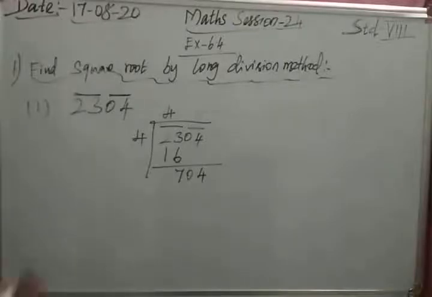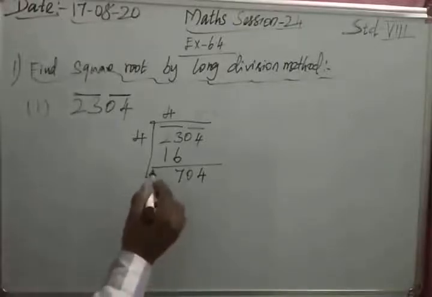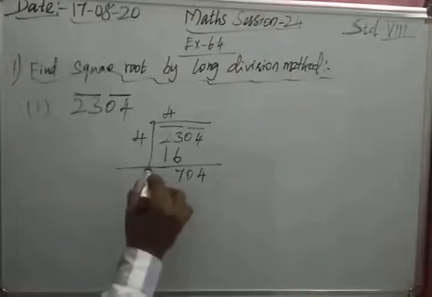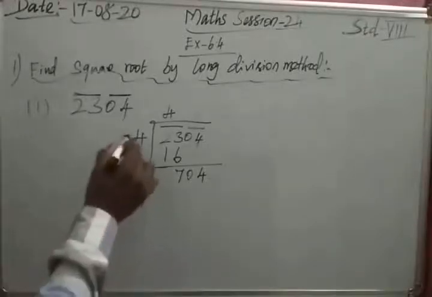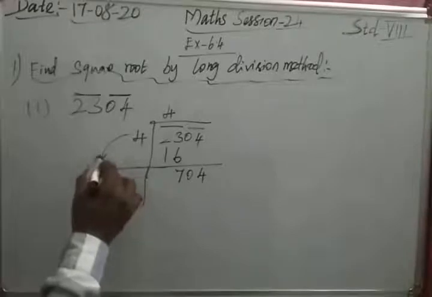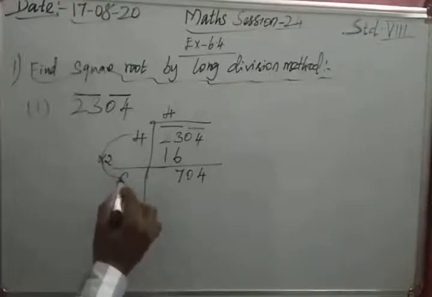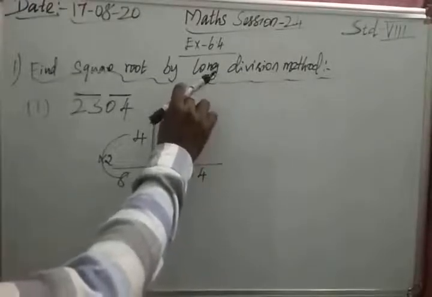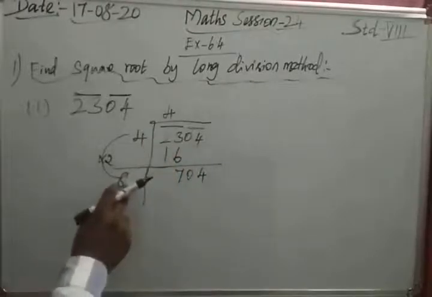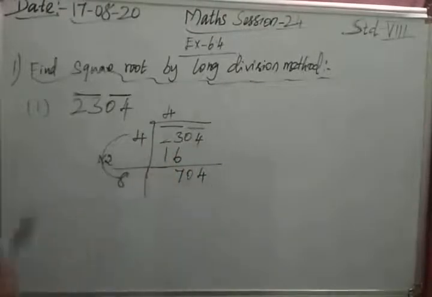Now after finding this, okay, we have solved the first step. Next step: here what do we have? 4. This number you have to multiply by 2 and write one more value. Multiply by 2, what will you get? 4 twos are 8. Now here we are going to substitute one value. That value should be multiplied by this whole number to get the next number.